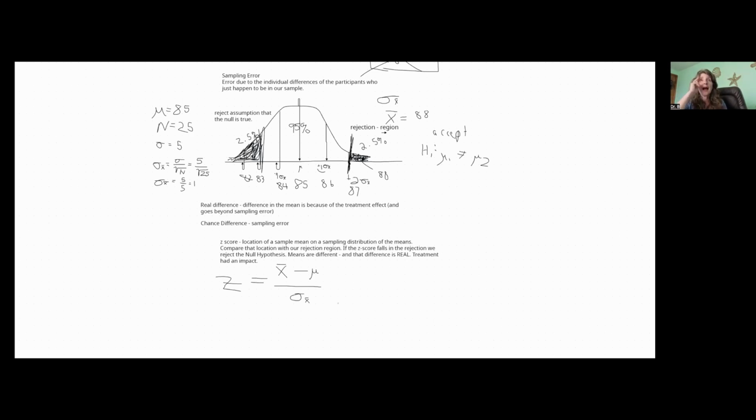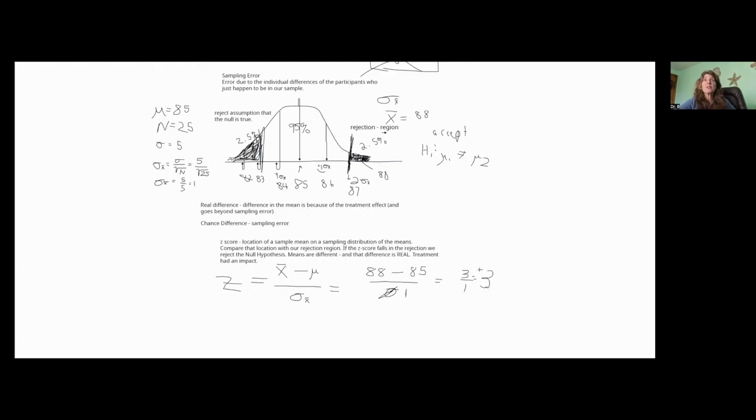And here we have it. So we can calculate our mean. In this case, we had an 88 minus an 85 divided by the standard error, which was 1. So we have 3 divided by 1, and our z-score is a positive 3. The z-score is a positive 3, which is going to fall right here in our rejection region.